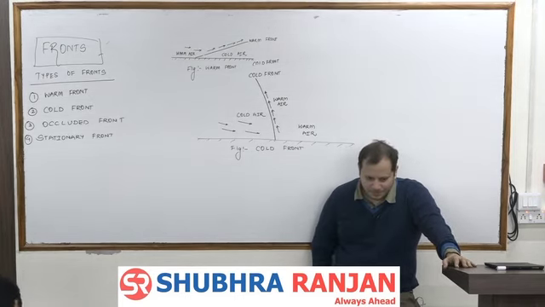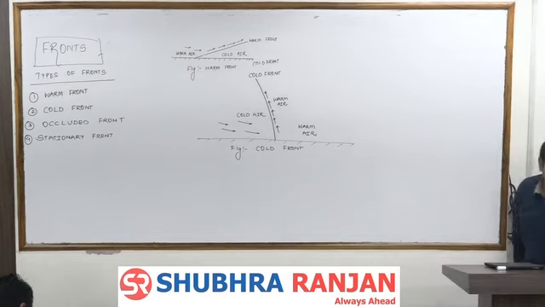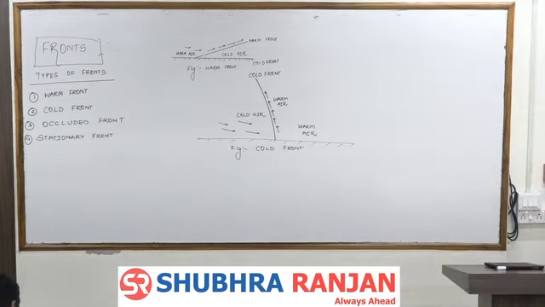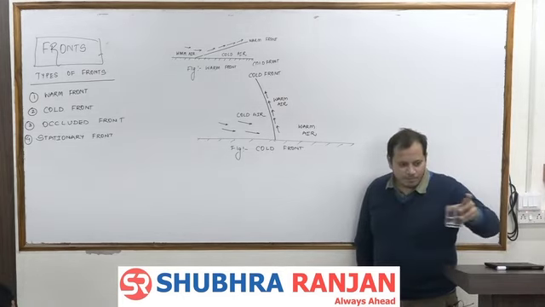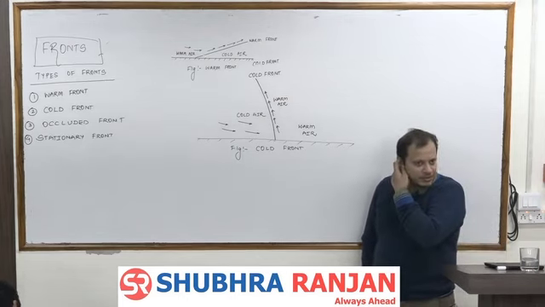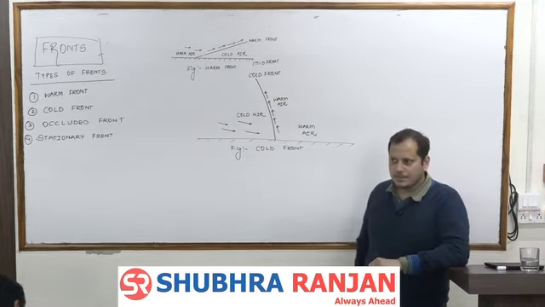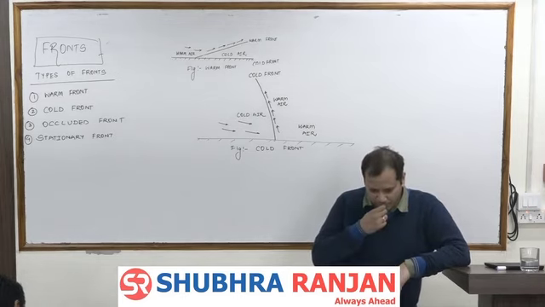Cold front. A cold front occurs when cold air is active, and this cold air enters the subtropical regions or the regions of warm air.